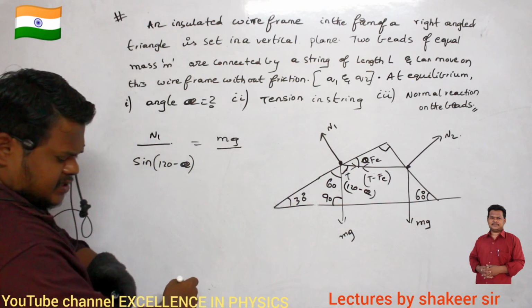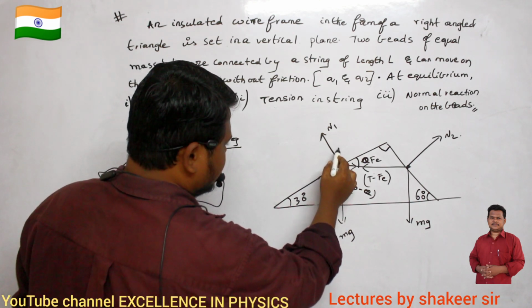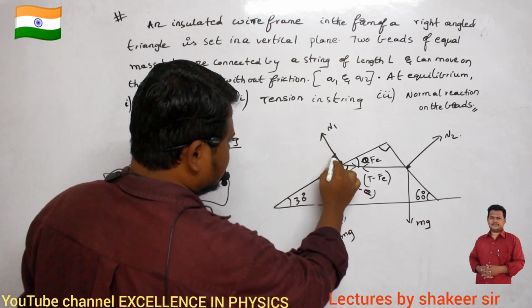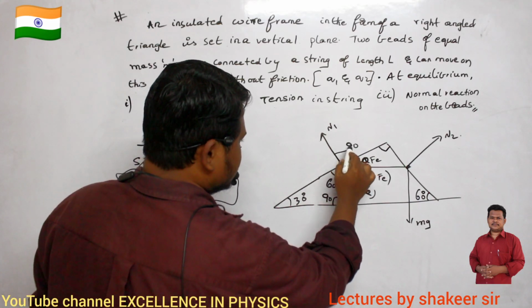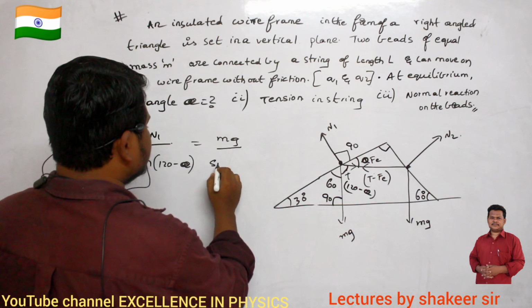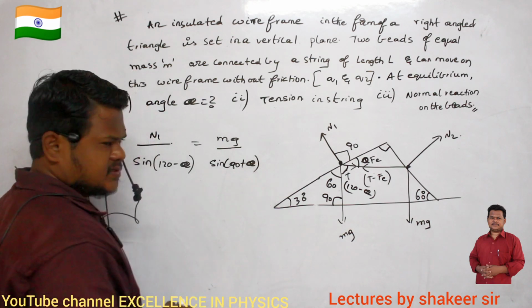mg divided by the sine of the opposite angle. So 2mg, this becomes my opposite angle. Clear? Can you say what this angle is in total? This angle is 90 degrees. So 90 plus alpha. Therefore, mg divided by sine of 90 plus alpha. Are you able to understand?